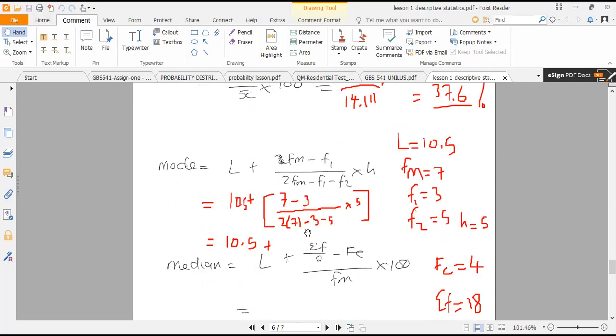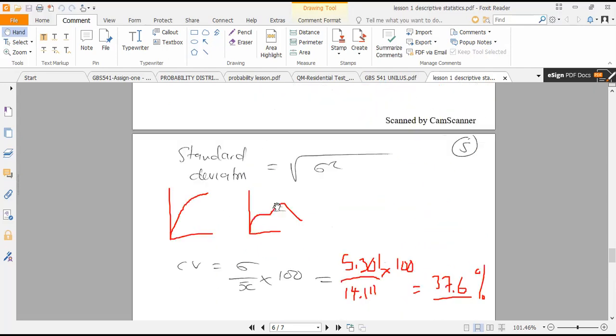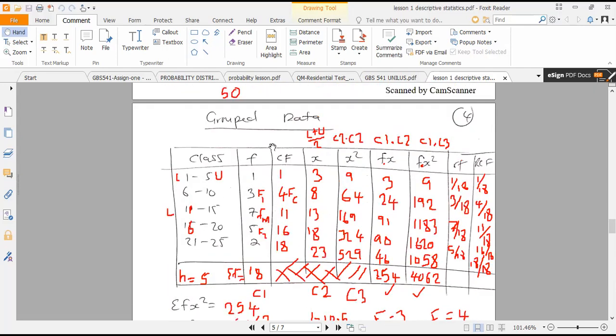Now I'm just interested in the mode and the median, because this is something new that you are yet to learn. So how do we find our mode? Like I said, mode is the highest frequency. When you go into this diagram, you need to identify the highest number in this column. It is 7. That is why you put your Fm, 7.